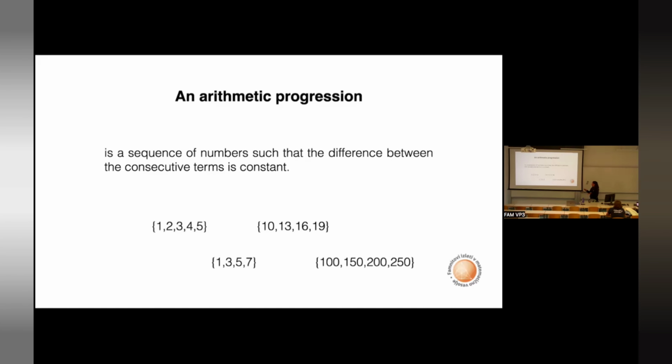Of course, if you have 1, 2, 3, 4, 5, 6, you know which one is the next one. Here, after 3, you can guess what the next one is, and so on. So it's a sequence of numbers such that the difference between consecutive terms is constant. For us, we will work with this arithmetic progression.